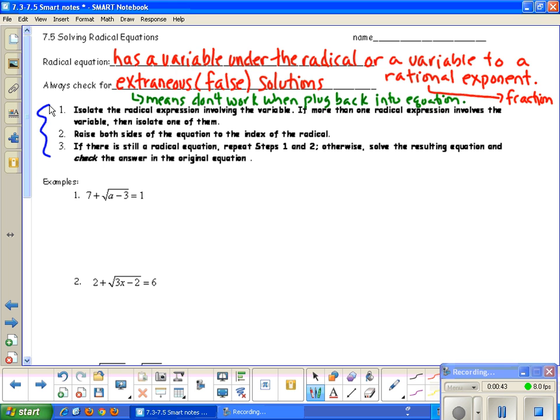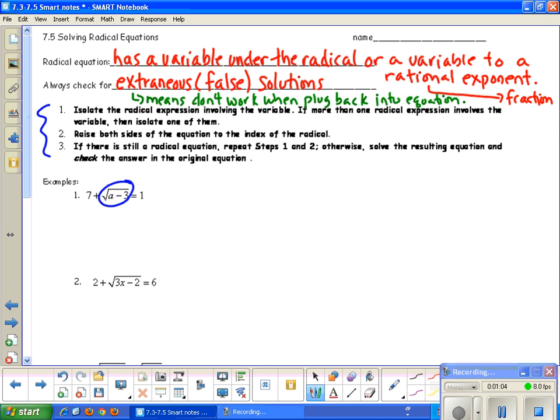Raise both sides of the equation to the index of the radical. If there is still a radical in the equation, then repeat steps 1 and 2. Otherwise, solve the resulting equation and check the answer in the original equation. So for number 1, notice that my radical expression part is right here. That's the part I want to get by itself first, or isolate.